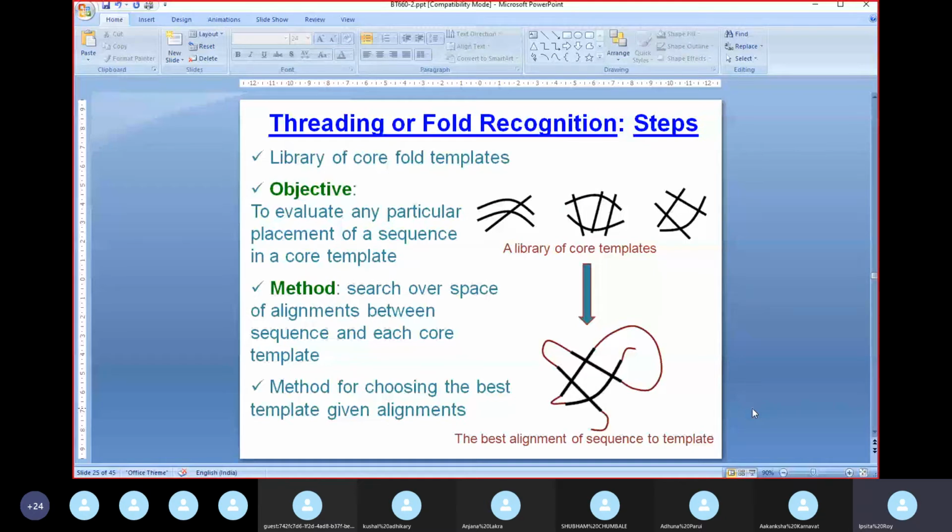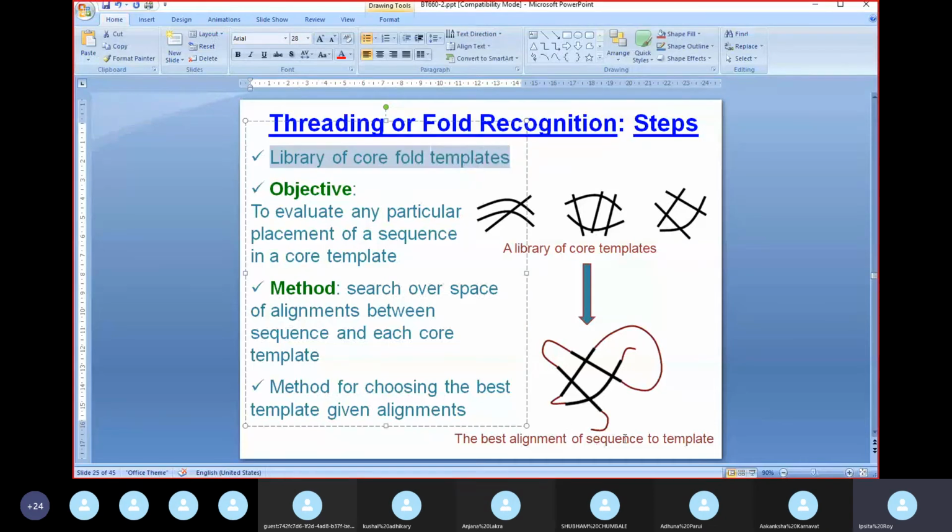So one of these tools is what is called threading. Threading is also called fold recognition. Like we discussed, the three-dimensional structure of one protein may not be the same as the three-dimensional structure of another protein. But what we also discussed is that there are smaller parts of the protein which may be conserved throughout evolution. So what you try to do in these cases is use a library of fold templates. There are about 1000 folds that are there as a part of the library.